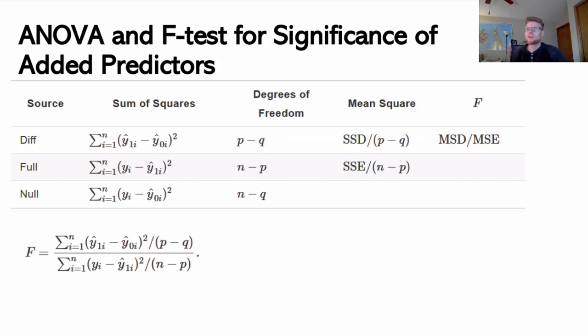But anyway, the same logic is going on here: we are creating some kind of ratio to compare the difference. So the predictive power of those b sub q through b sub p minus 1 parameters compared to the full model, to see how much groundwork is really being made up by that set of predictors.